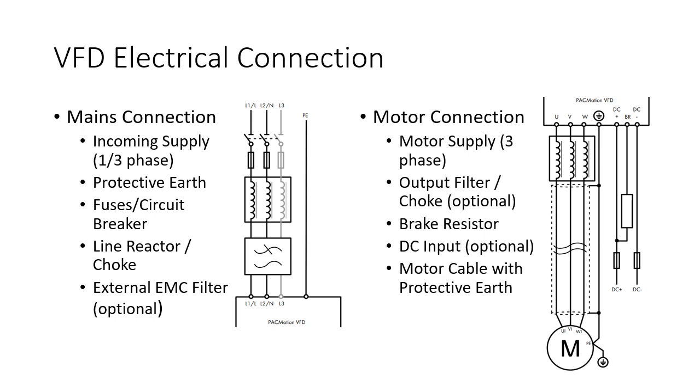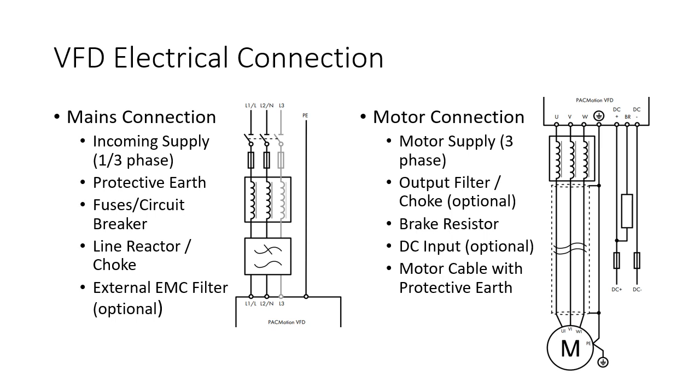We may have a line reactor or a choke, and we may also have an external EMC filter. Some modern VFDs have a built-in EMC filter, but there may need to be additional EMC, and there's also a line reactor and a choke. They're additional devices which you use for protection and also for smoothing the voltages. I'll come on to those later.